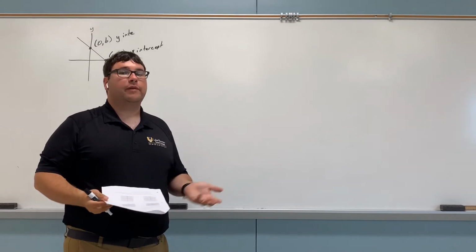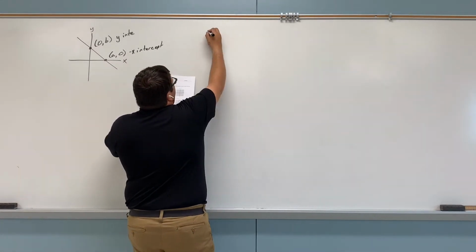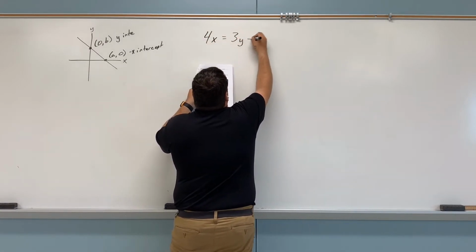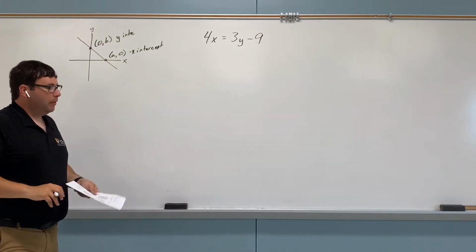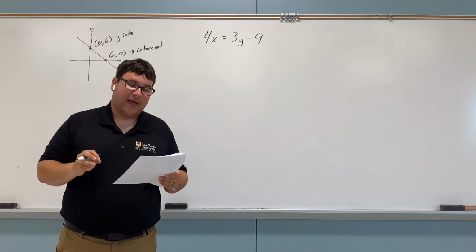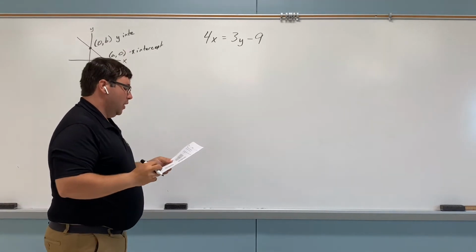So we're just simply going to jump into this with our first problem. First problem is 4x is equal to 3y minus 9. As you're looking at this particular problem, it says for the following equations, find the x and y intercepts and graph the equation.